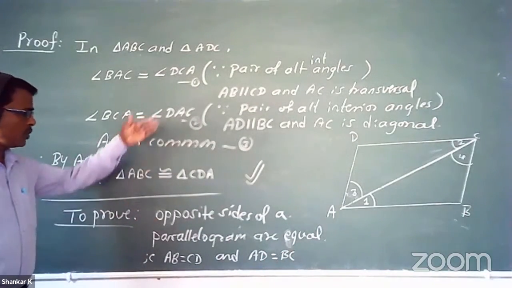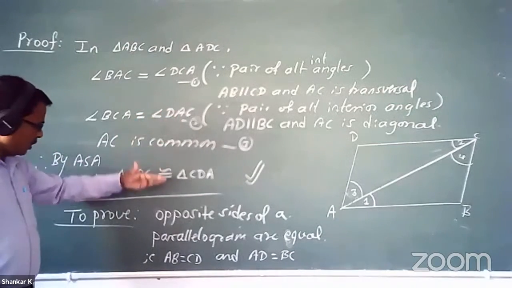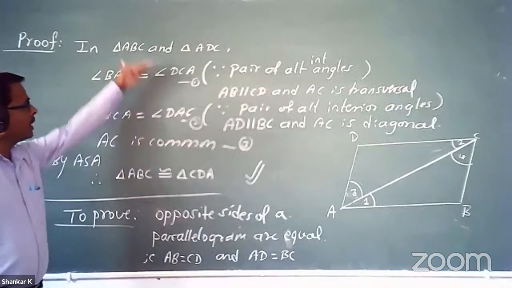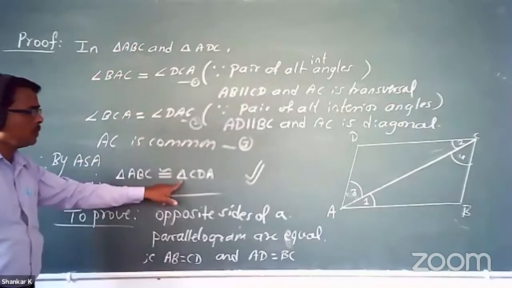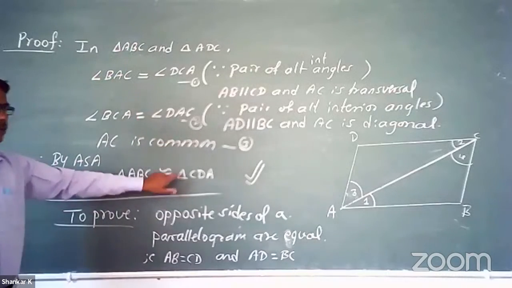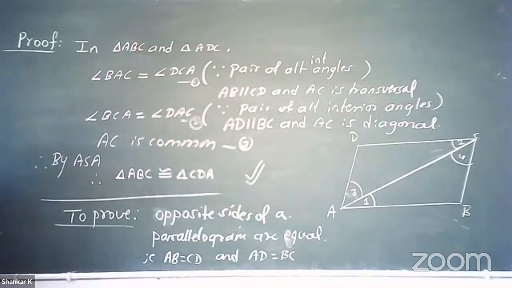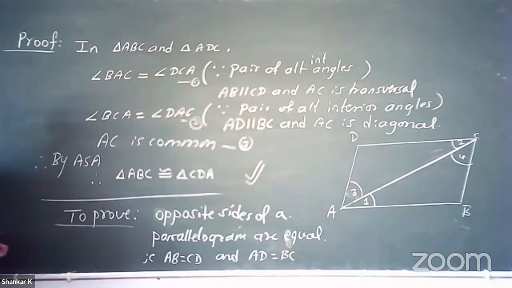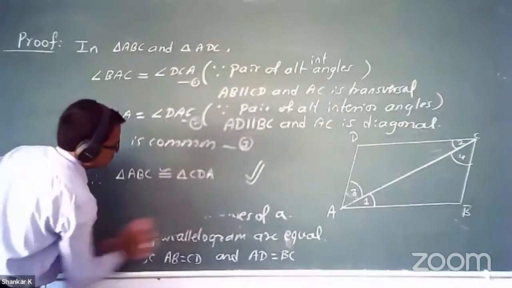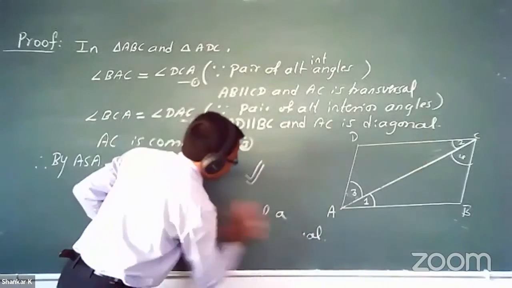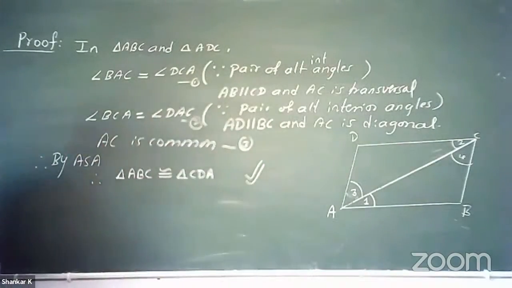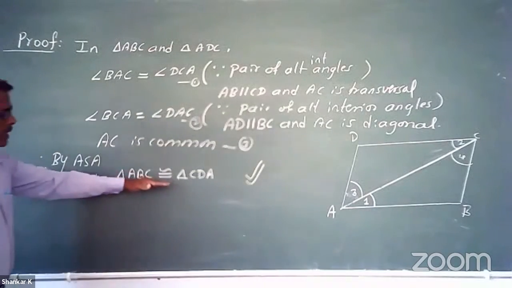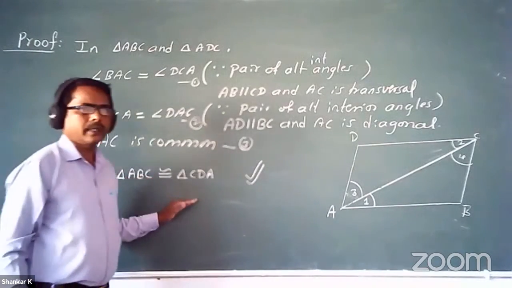First you write given, then you write to prove. The remaining is the same up to this. Write all the same steps, because the proof is the same. But from here I will write now.